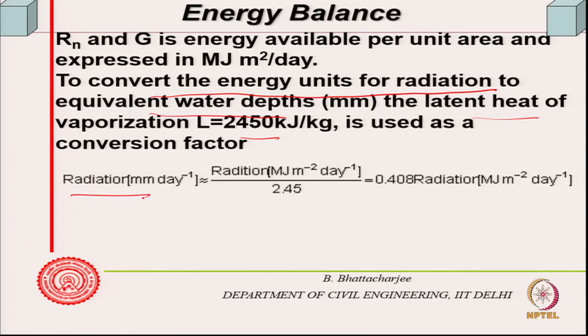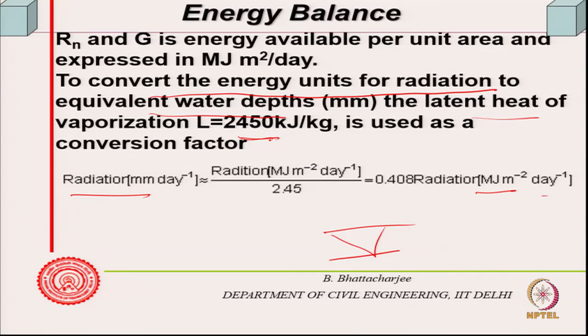So radiation, corresponding to radiation in megajoules per meter square per day, I want to find out how much is the evaporation corresponding to the radiation in millimeter per day, because it will be evaporating from some depth, right. So radiation in megajoules per day divided by 2450, the latent heat of evaporation.